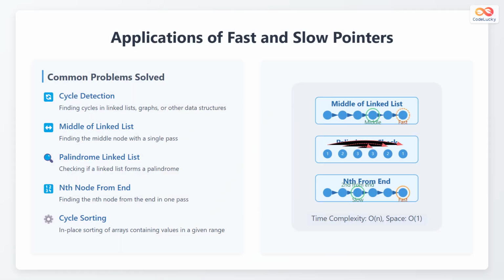The fast and slow pointer technique has numerous applications beyond just cycle detection. It can be used to find the middle of a linked list, check if a linked list is a palindrome, find the nth node from the end of a linked list, and even in cycle sorting algorithms. Its versatility makes it a valuable tool in algorithm design.